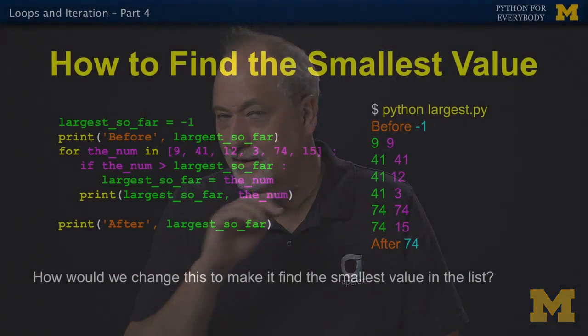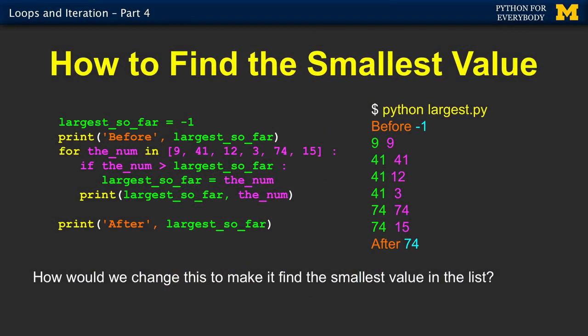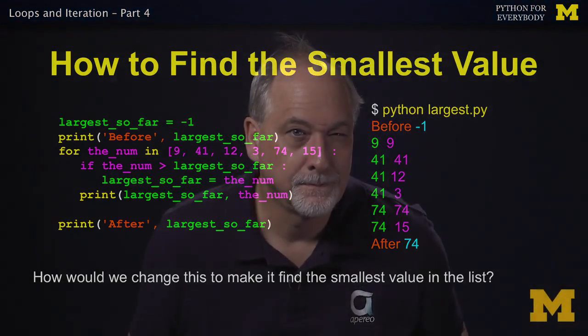So the question is, what would we change to make this search for the smallest value in the list? Now you can look. Humans are good at this. Like, hey, what's the smallest value? It's 3. Yeah, of course, you know that. No, we have to think like a computer. How are we going to find the smallest value in the list? What would we change here? What are some of the things you might change?